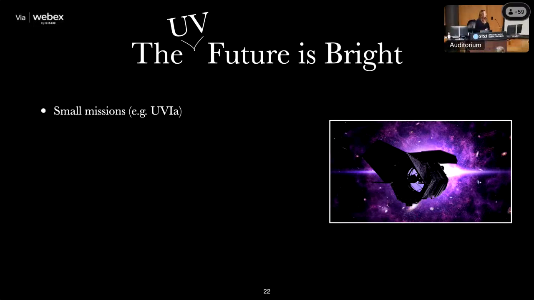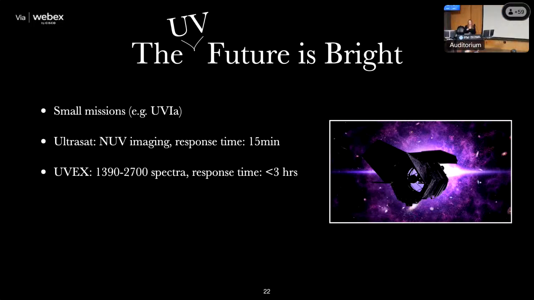So the UV future is bright. We have small missions which are being proposed to try and observe in the UV. We have ULTRASAT, which is going to provide near UV imaging with a rapid response time of 15 minutes and a 5-minute cadence for a single field. We have UVEX, which is going to be giving us far UV and near UV spectra with a response time of less than 3 hours. Both of these are going to bring us to parameter spaces that we're not currently exploring.